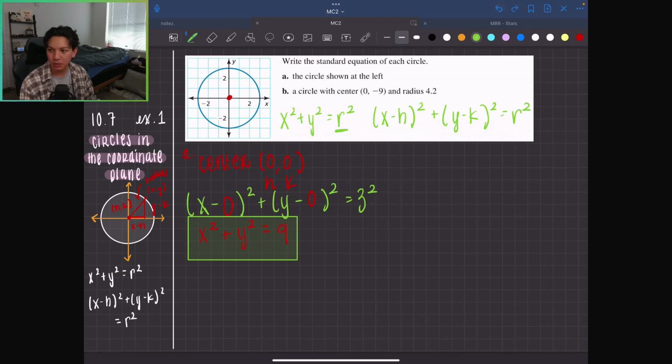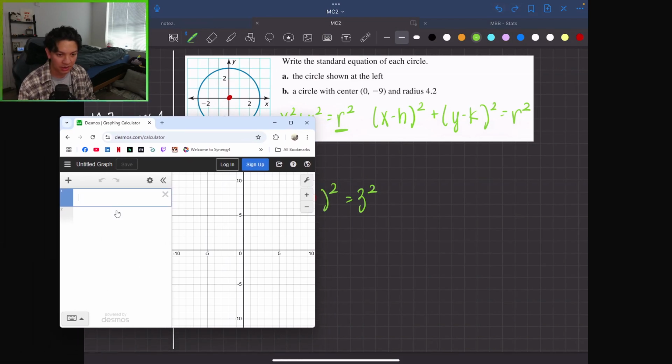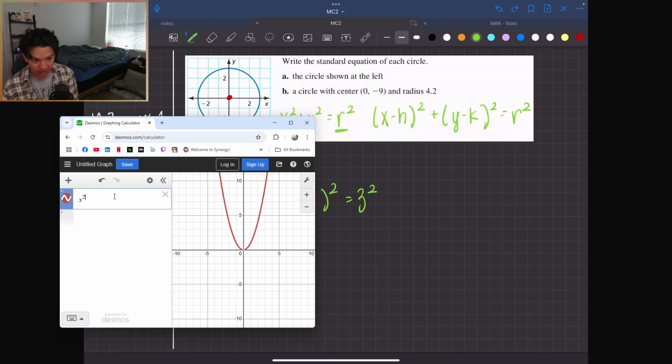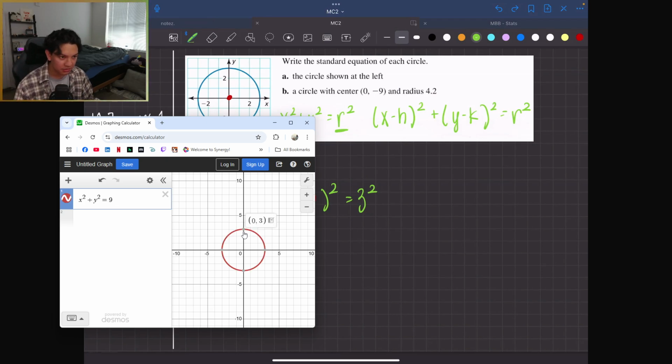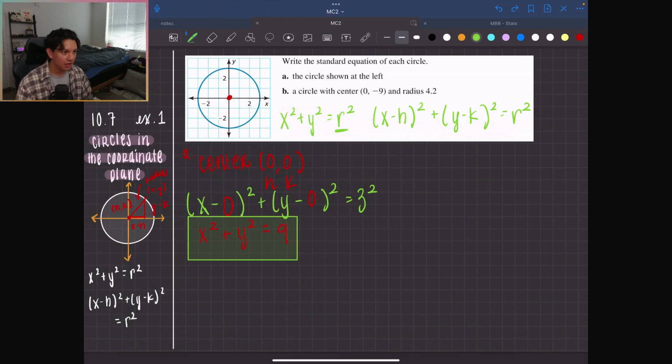And let's just double check our work, okay? On Desmos, you can go ahead and just type in this equation, x squared plus y squared equals 9. And there you go. That is the circle that we see with radius 3 and center 0, 0. Awesome. All right, let's try out the next one.